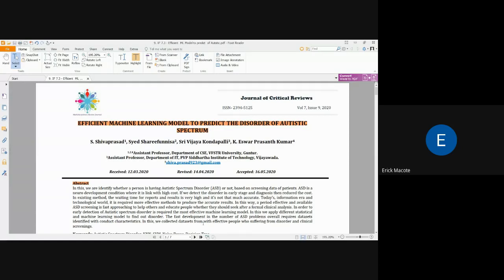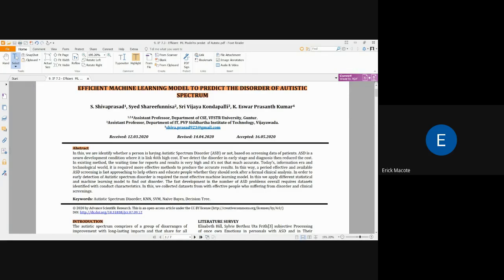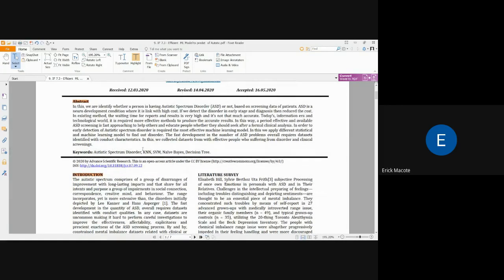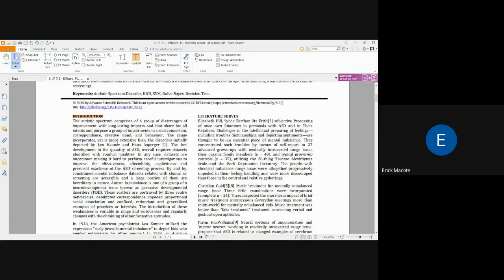Today I'm going to talk about an efficient machine learning model to predict autism spectrum disorder. In this paper, they try to identify whether a person has autism spectrum disorder or not, based on screening data of patients. Early detection requires the most effective models. In this way, different statistical and machine learning models are applied to find the disorder. Autism is based on a group of neurodevelopmental issues known as pervasive developmental disorder.